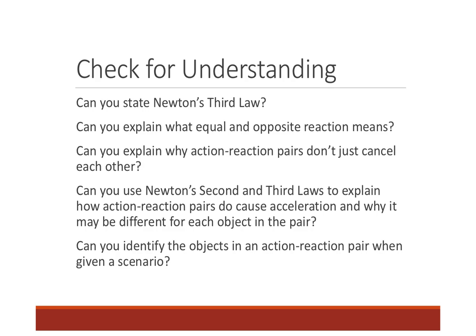So, to check for understanding, can you state Newton's third law, that for every action there is an equal and opposite reaction? Can you explain what equal and opposite reaction means and what each part is pointing to? Can you explain why these action-reaction pairs are not just canceling each other out? Can you explain how you use Newton's second law in conjunction with Newton's third law to explain how these different action-reaction pairs cause different amounts of acceleration in each object? And can you identify the objects that are involved in an action-reaction pair if I give you a scenario?